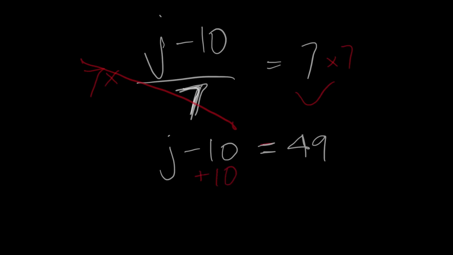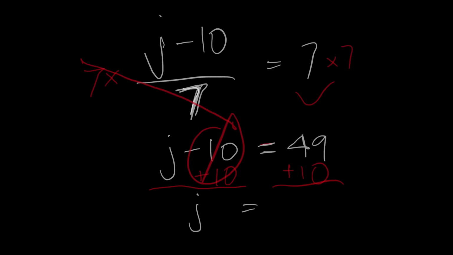Now, what number minus 10 is 49? Well, if we do the inverse and add 10 to each side, it cancels out the minus 10, and we find that j is equal to 59.